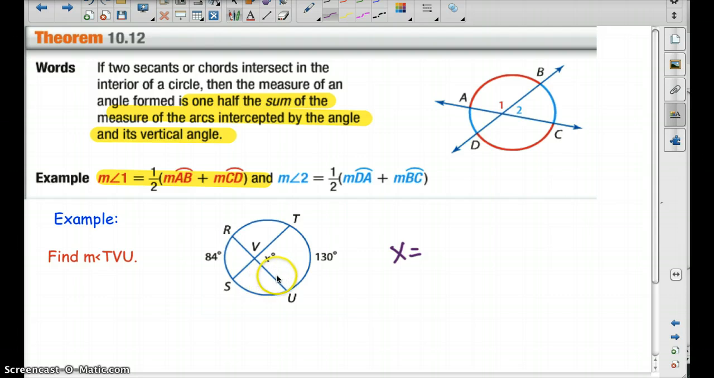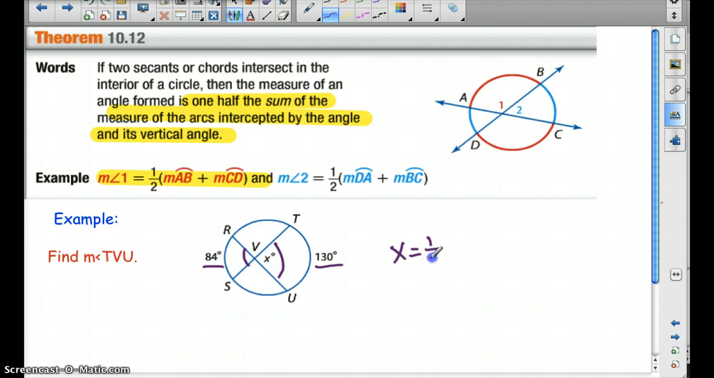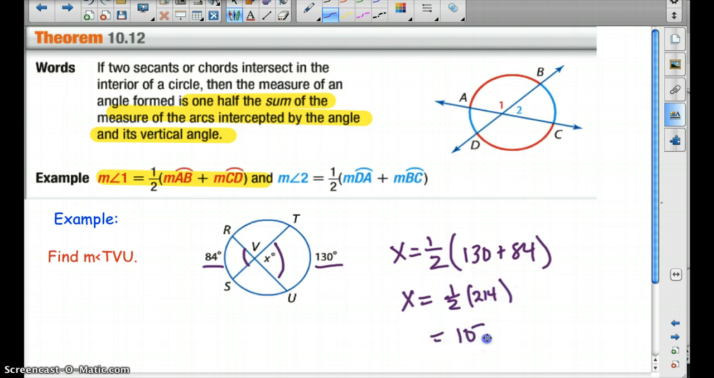So here's an example using this theorem. We want to find x here. In order to do that, we need to find the intercepted arc. So we have 130 and the vertical angle, which is 84. So it's going to be 1/2 of 130 plus 84. Go ahead and see if you can find out what this answer is. It looks like we're going to have x equals 1/2 of 214, and x will equal 107.